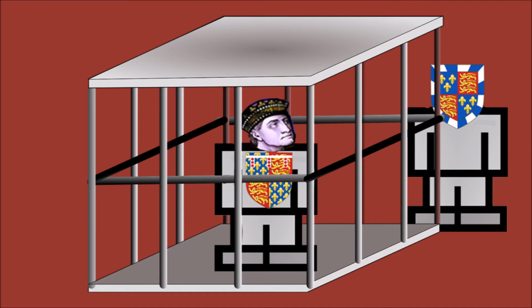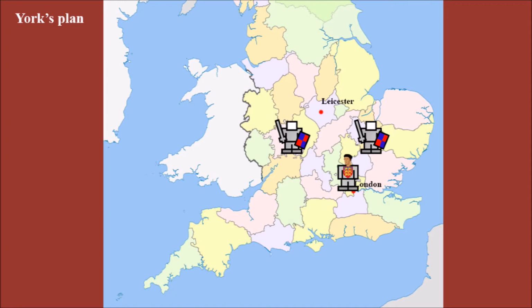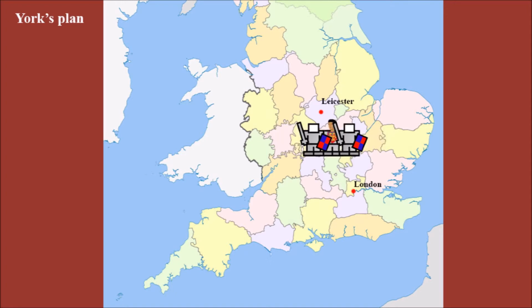To preempt this, he came up with a plan. He would intercept the king's party en route from London to Leicester, where the council was to be held, and take the king into his protection. He sent word of his plan to Salisbury and Warwick, and all three began to call out their armies, or retainers. The court faction received word of York's intentions and had the king send a letter to the three lords, ordering them to disband their armies or be considered traitors.